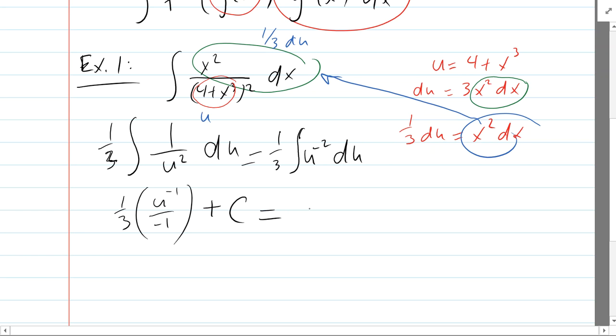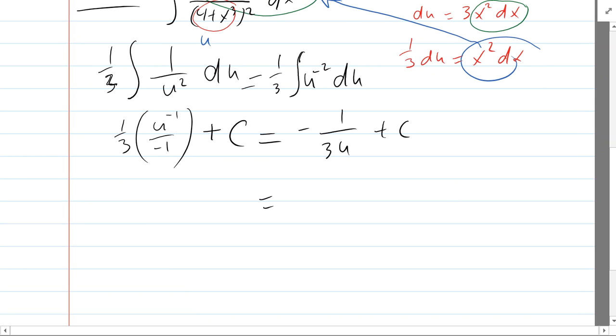So is this going to ultimately end up with negative 1 over 3u plus c? What was my u? Some of you stopped. Not very many. I was surprised because normally there's always a bunch that stop. Did you forget to put back in what was in? Do I want to end up back with x's?